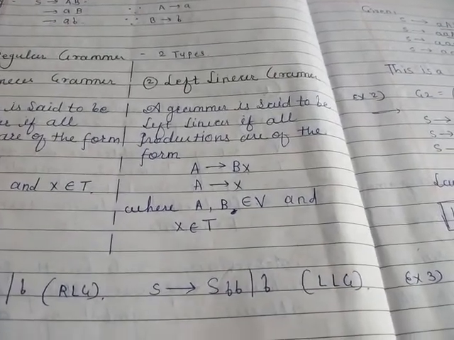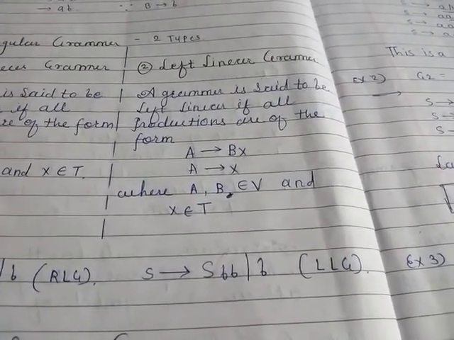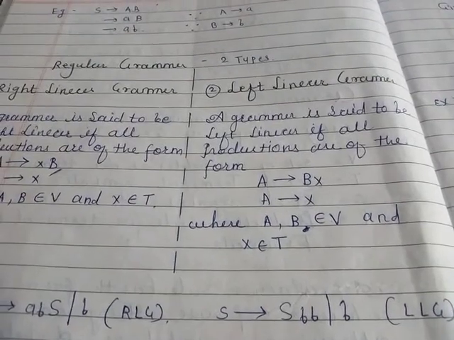So this is all about the formal definition of a context-free grammar and the types of a context-free grammar.